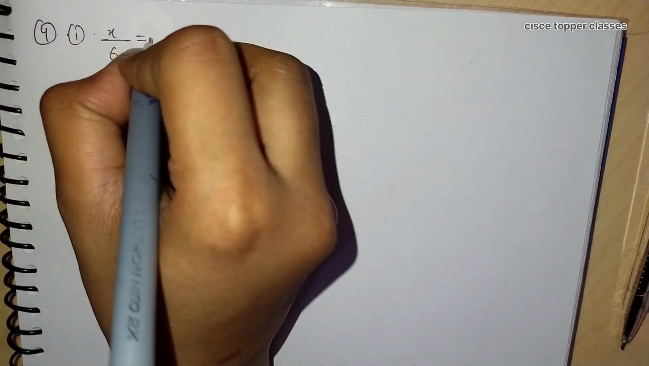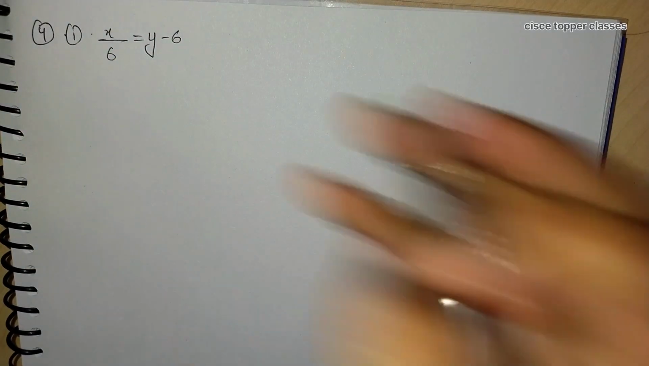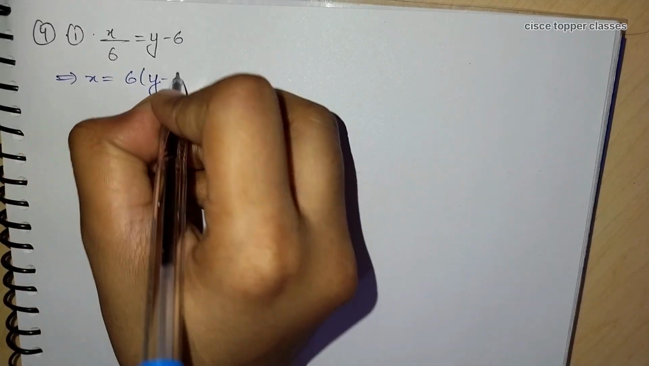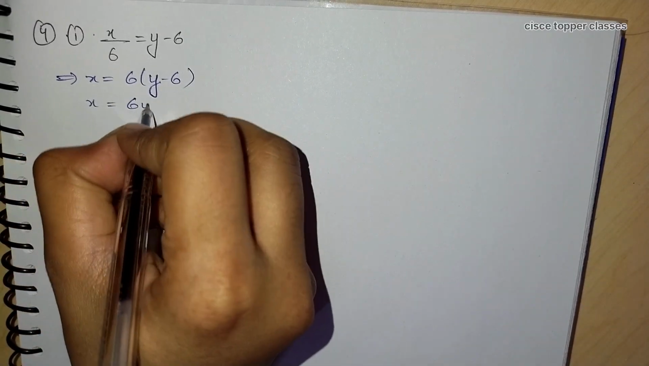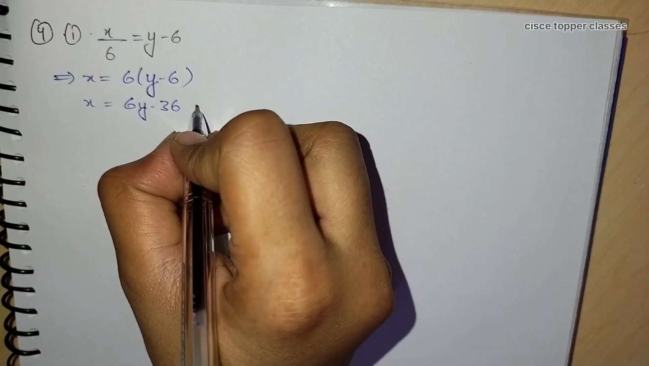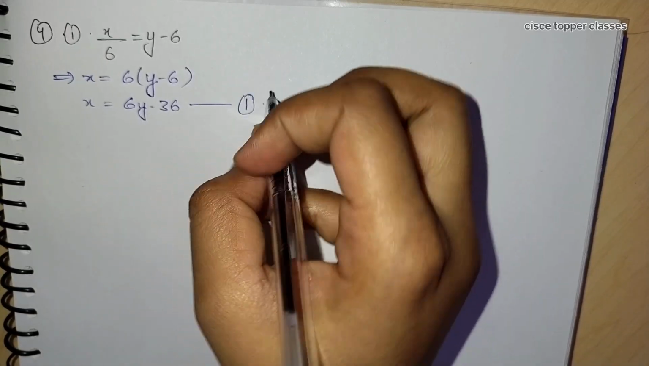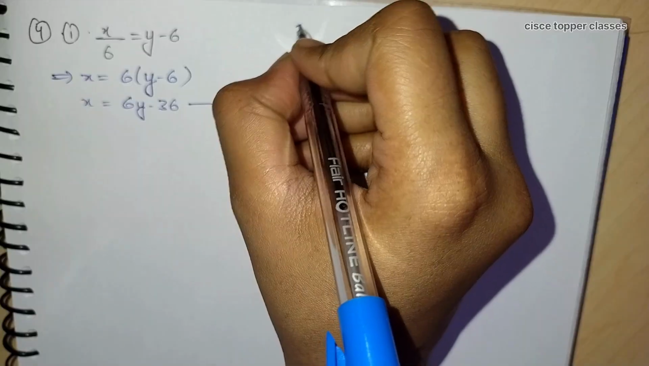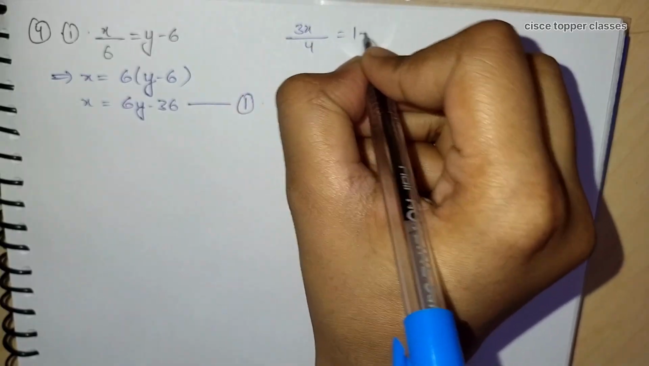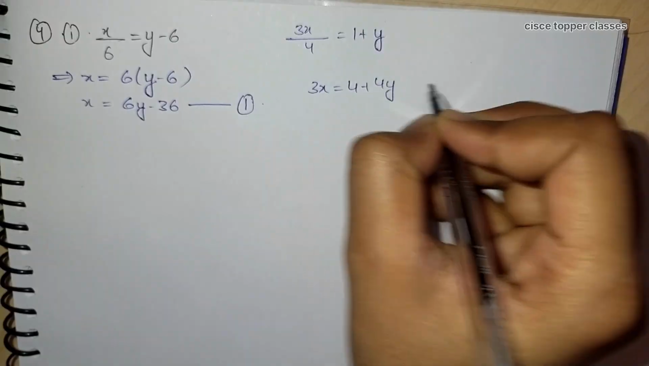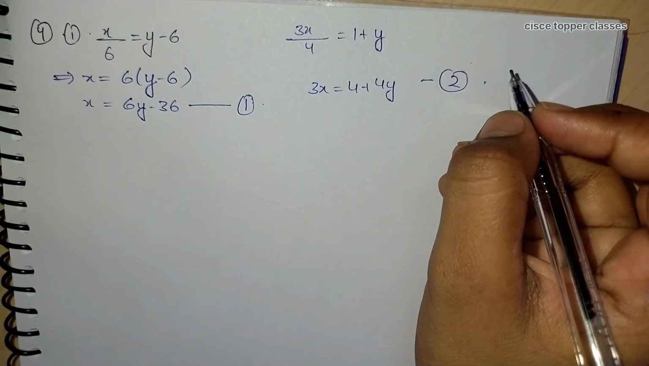Here the fourth question's first part is x by 6 equal to y minus 6. Now we can write this as x is equal to 6 times y minus 6, so x is equal to 6y minus 36. Let this be the first equation. The next equation in this question is 3x by 4 equal to 1 plus y. We will cross multiply here. We will get 3x equal to 4 plus 4y. Let this be the second equation.